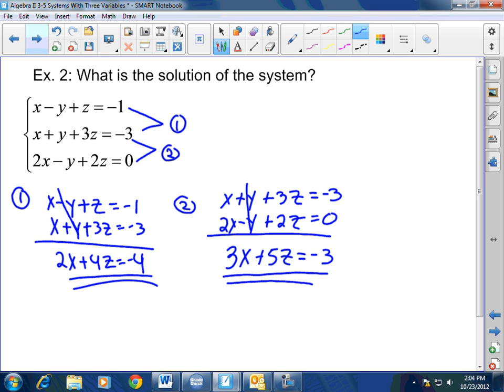Is everyone with me so far? I took the first two equations, eliminated a variable. I took the second and the third equation, eliminated the same variable. Now I'm left with two equations. I'm left with one system with two variables. Does that make sense so far?